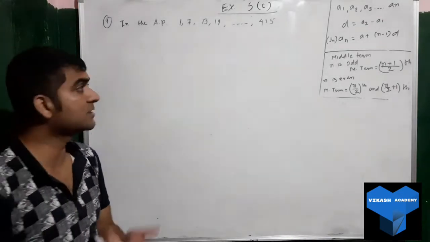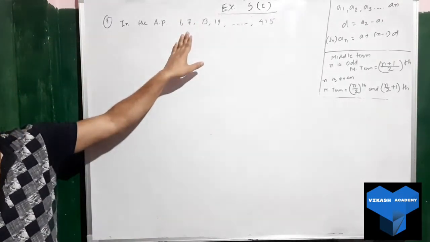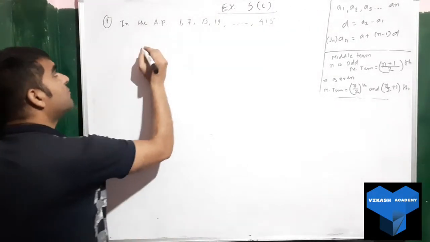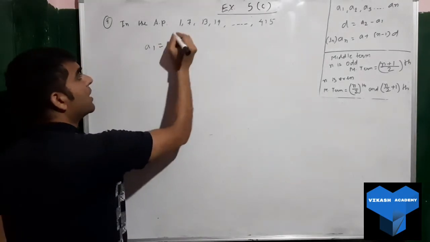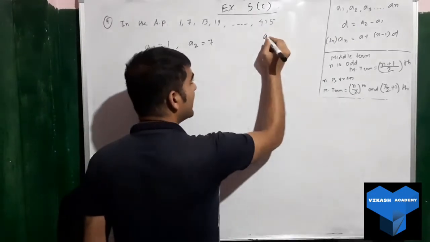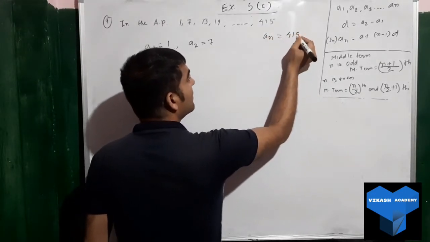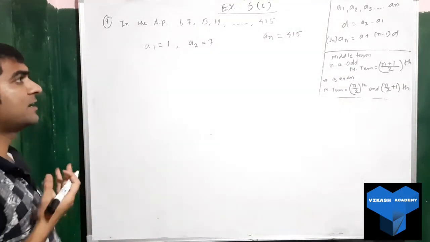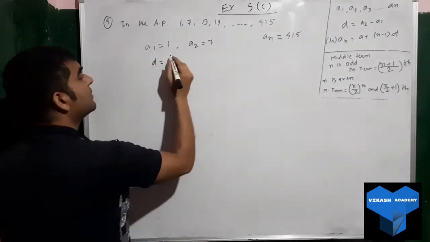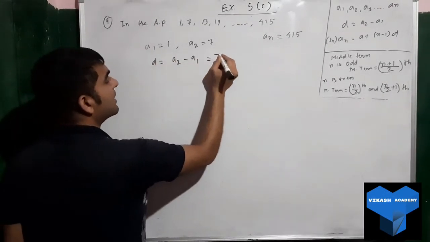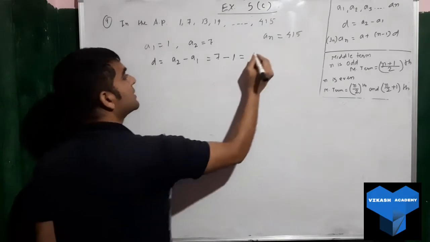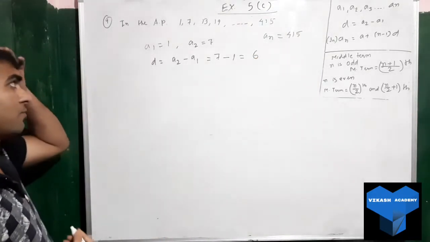So now let us see here. First find out the middle term. The AP is 1, 7, 13, 19, and so on, till 415. So now we will write A1, we have 1, A2, 7, A3, A4, and so on up to An, 415. We need An for the formula. I will write for An, 415. You already know what we are going to find. Always we are finding the difference, so we find the difference here. The formula will be A2 minus A1. A2 we have 7, so 7 minus A1, 7 minus 1, we are getting 6.